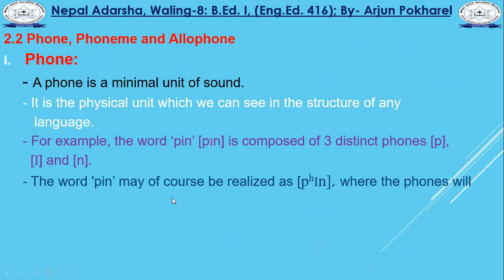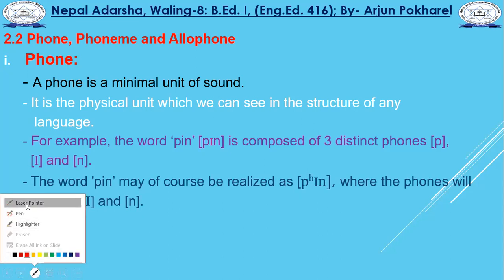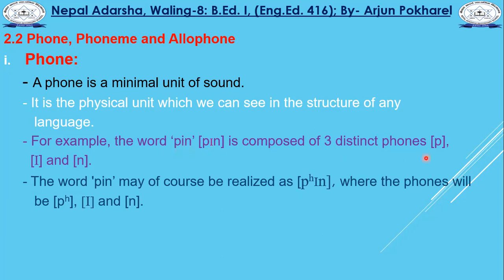Pin may also be realized as what? Pin. Okay, pin. Where the phones will be what? Where the phones will be pa, e, n, na. Here, the phones are what? In pi and pin, in the dictionary transcription, this pi and here pin, okay, pa, e, n, na, are the different phones that we can hear in, let's say, different segments, okay? That is, pa, e, n, na, they are composed and what? They are composed and the word pin is made here in pin, okay?